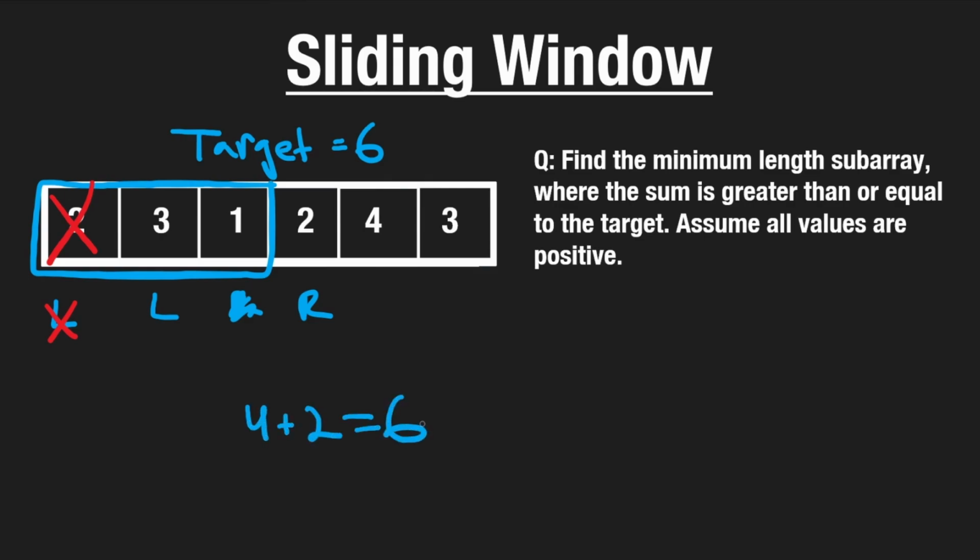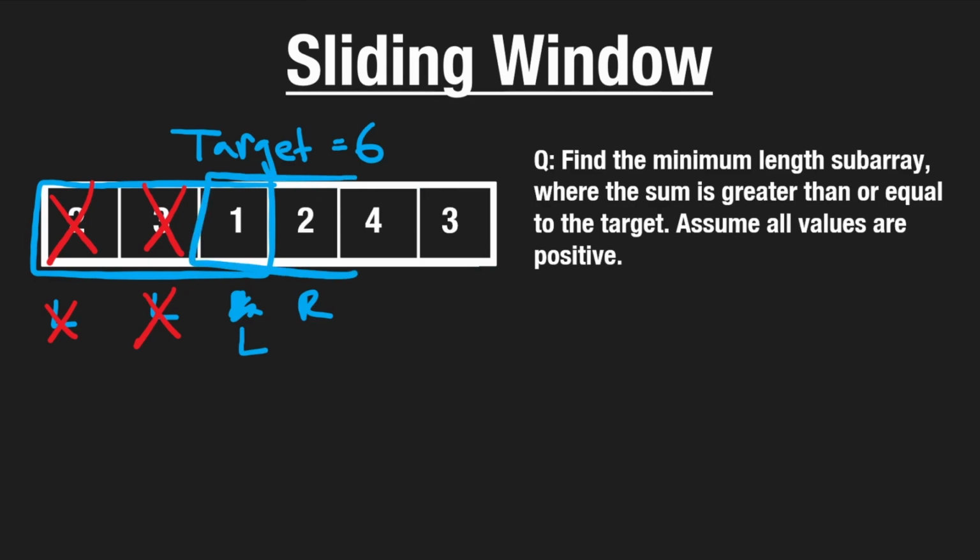So our total sum is now 6. Once again, we reach the target, but the window is of exactly the same length. So our minimum window length is still 3 for now. But once again, we're going to shift our left pointer by 1 to be over here now.